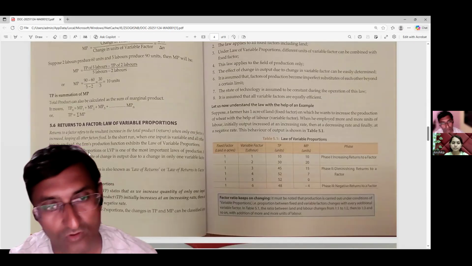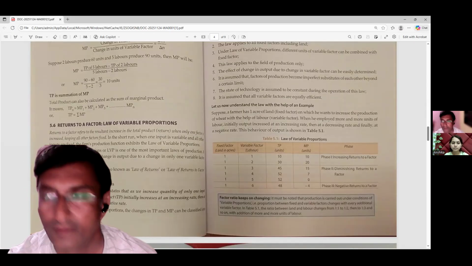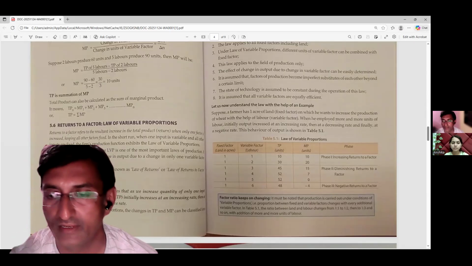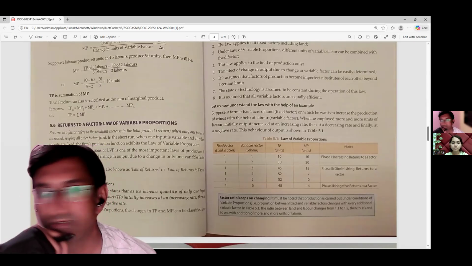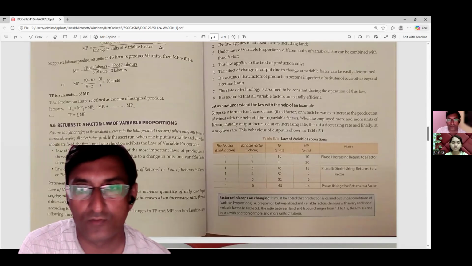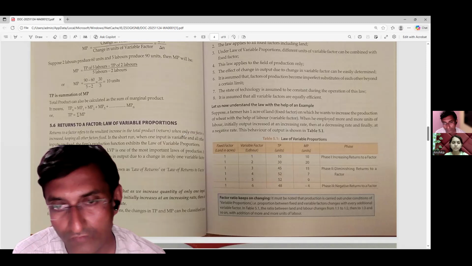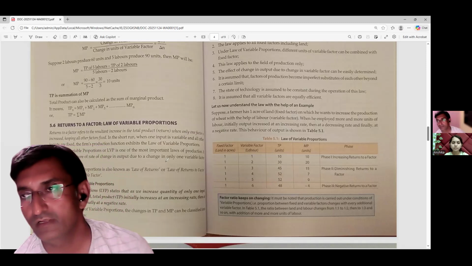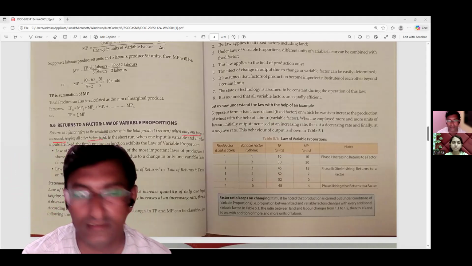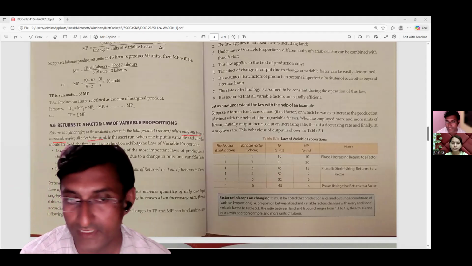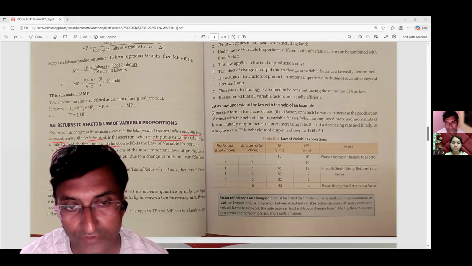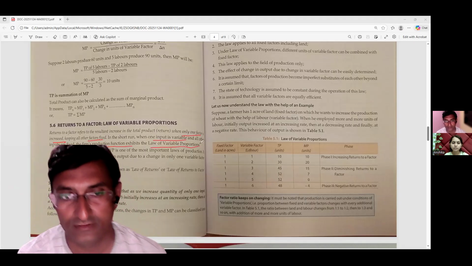Now, returns to a factor, law of variable proportions. Basically, when we talk about marginal, either TP or average, at that time we are going to consider returns. Returns to a factor refers to the increase in the total product when only one factor is increased. Whenever any one factor is increasing, your output should increase, keeping all the other factors fixed. But in the short run, when one input is variable and all other inputs are fixed, the firm's production function exhibits the law of variable proportions. It depends upon the situation.